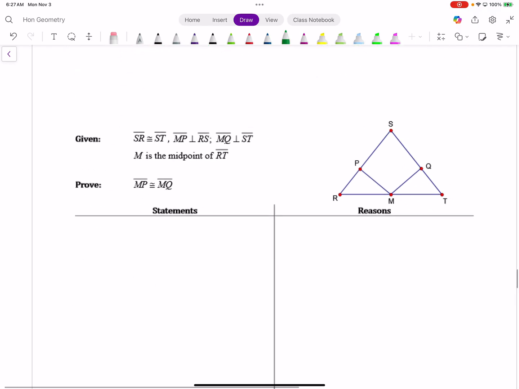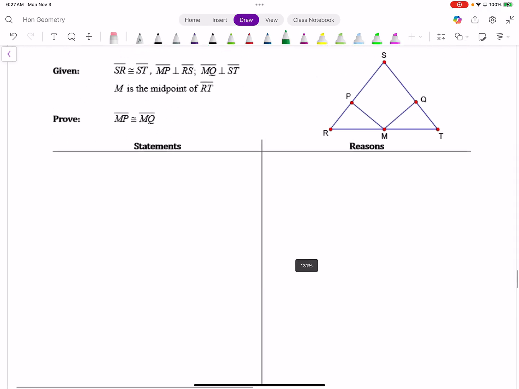Okay. Another proof. Let's see what we've got. SR. Ooh. So all this is congruent to all that. And usually that's the way that's done. You'll just make a little indicator like, ooh, this is congruent to this. So SR is congruent to ST.